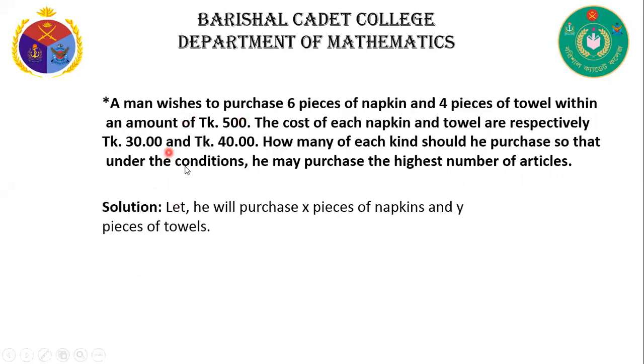So first study the given question, then find out the key decision points or deciding variables. Here the deciding variables are X and Y. So he will purchase X pieces of napkin and Y pieces of towels. Then the objective function Z is equal to X plus Y, because here no profit or loss is given. That's why the objective function Z is equal to X plus Y.